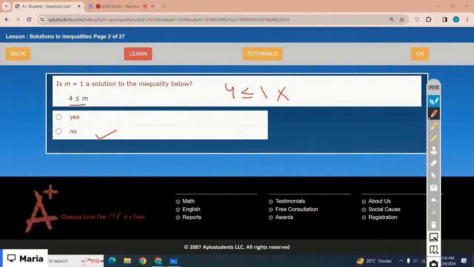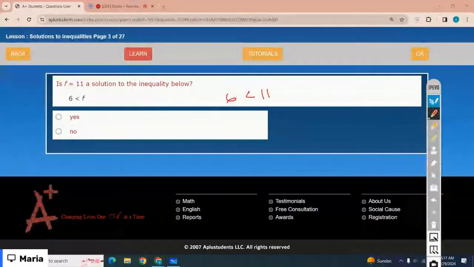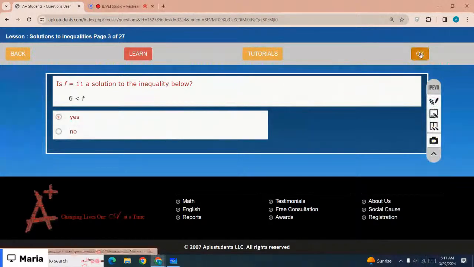Okay, the next one is: is f equals 11 a solution to the inequality below? So just replace the f with the value, that is 6 is less than 11. Is it true or false? Yes, the correct option is yes, because that inequality is true. 6 is less than 11. So the correct option is yes, f equals 11 is the solution to the inequality. Got it?